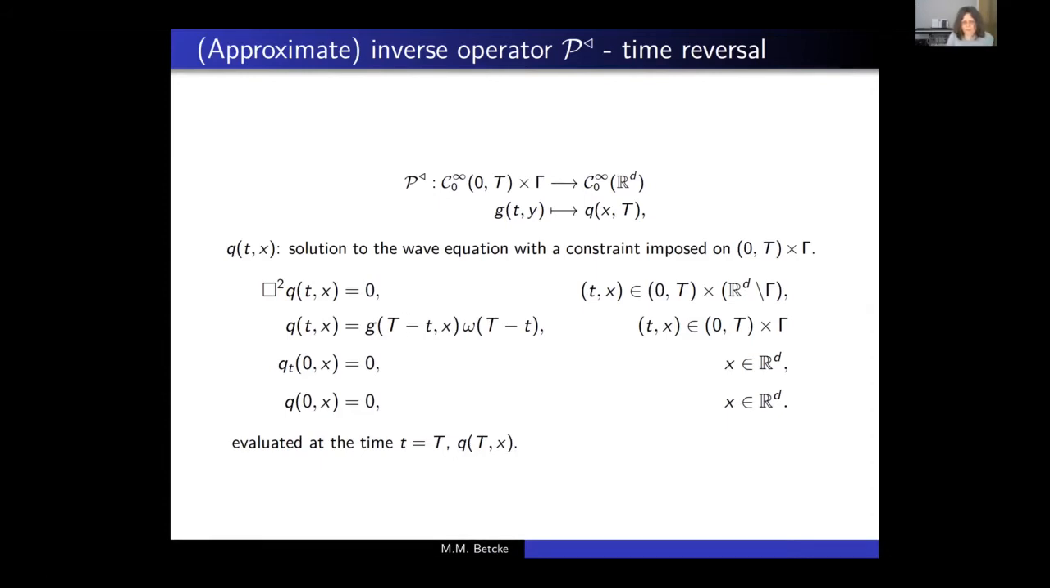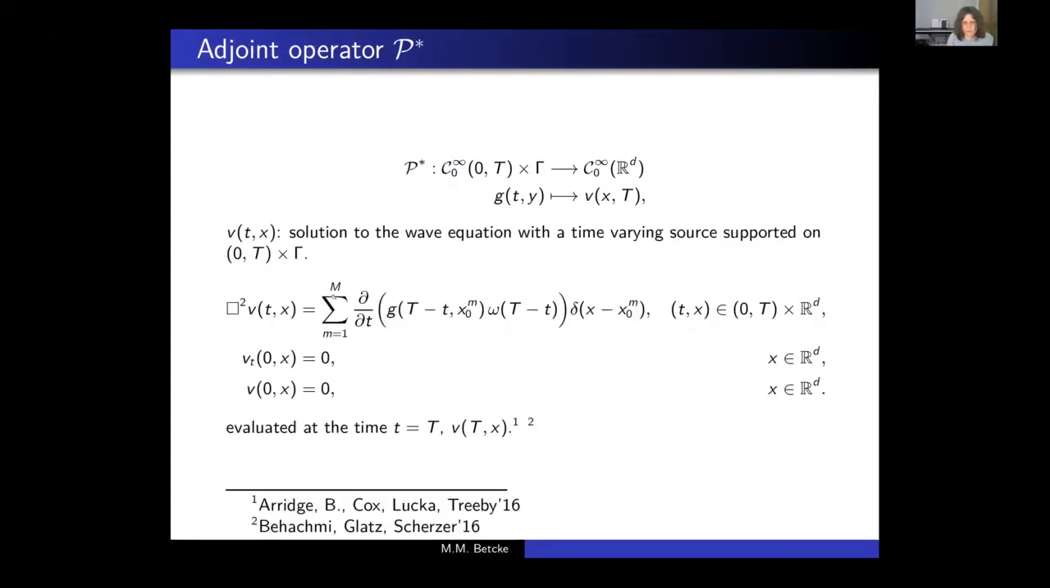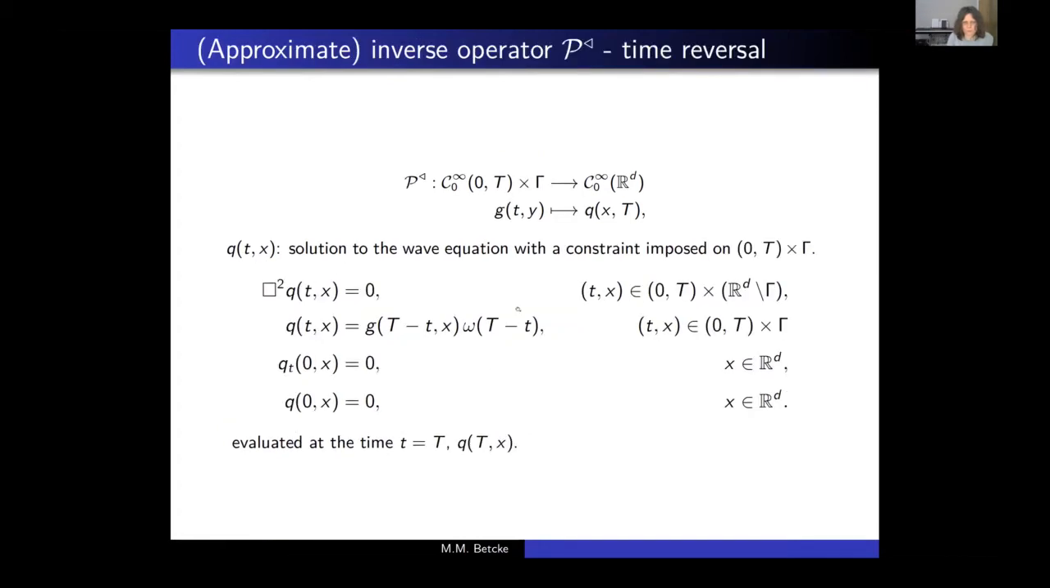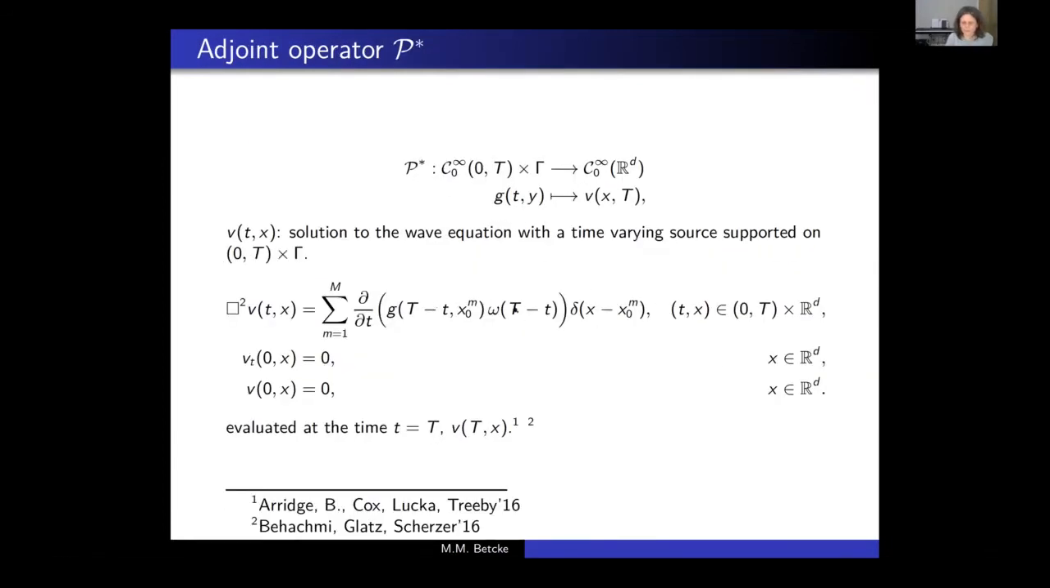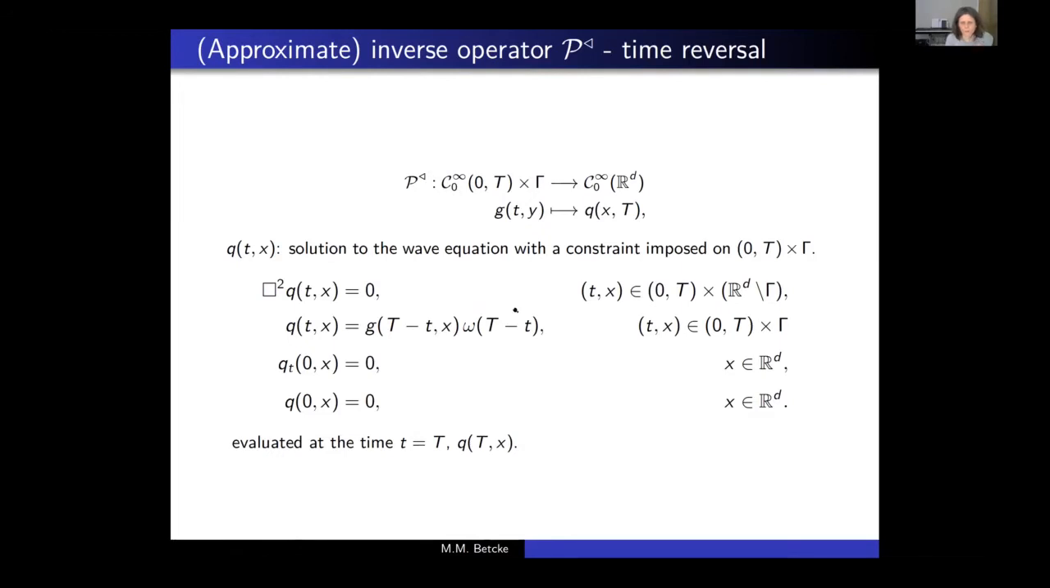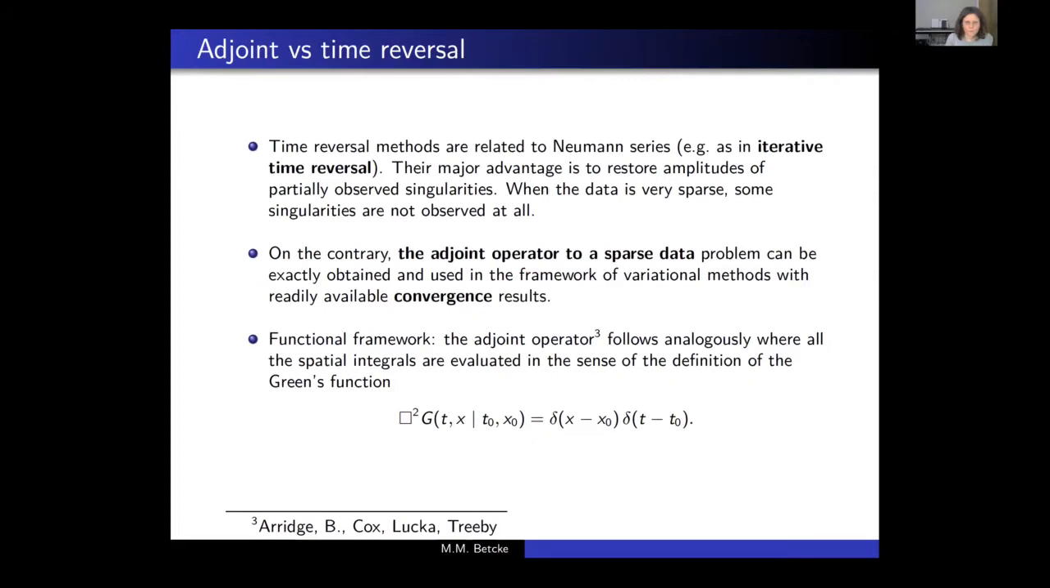This is just to show the contrast between the adjoint, which is the source problem, and the time reversal equation, which enforces the data as hardwired constraints at given points, while the source term is more additive in nature. So these two things are not the same. This is just to point out.